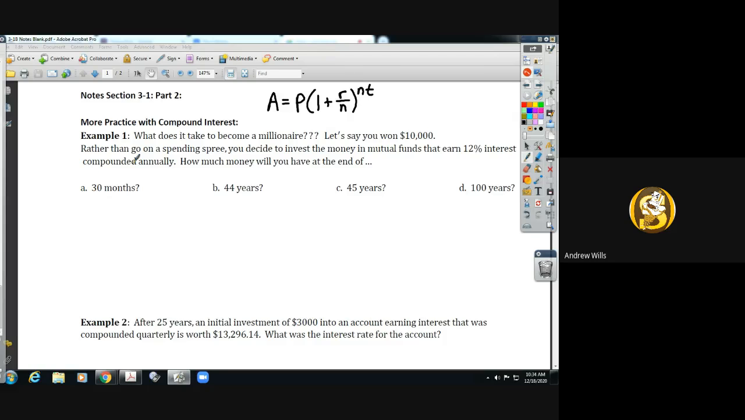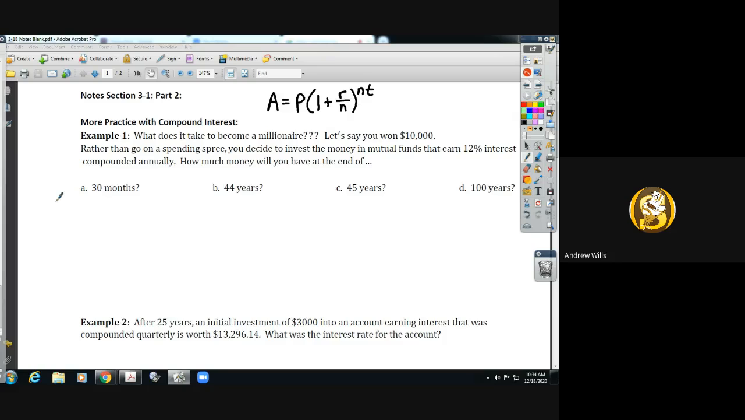Okay? So we're going to go through these last two examples we didn't get to yesterday, and then we're going to finish up the section. So here we go. What does it take to become a millionaire? Well, let's say you won $10,000. Rather than go on a spending spree, you decide to invest the money in mutual funds that earn a 12% interest compounded annually. And then we have four different parts here. How much money will we have at the end of each of these time periods?